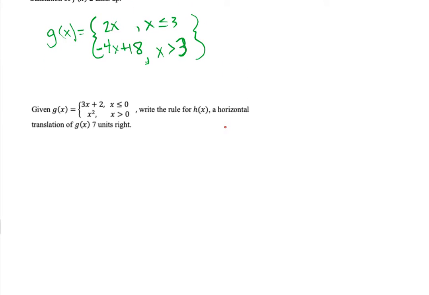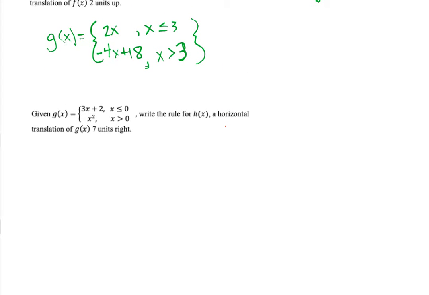Down here, we have a horizontal translation. That means the domain does change. So it does affect domain. So translation 7 units right. Well, I need to take this bit by bit here. If I'm going to change something 7 units to the right, that means I'm going to have x minus 7 inside the parentheses.